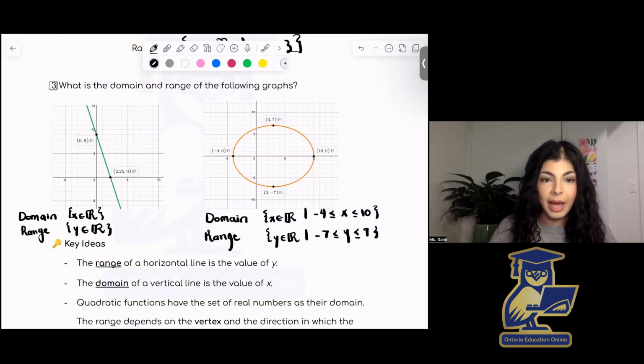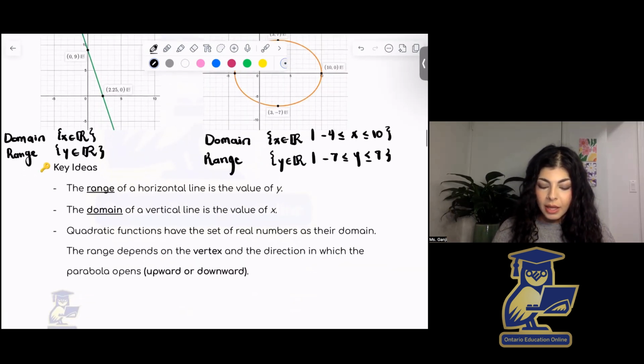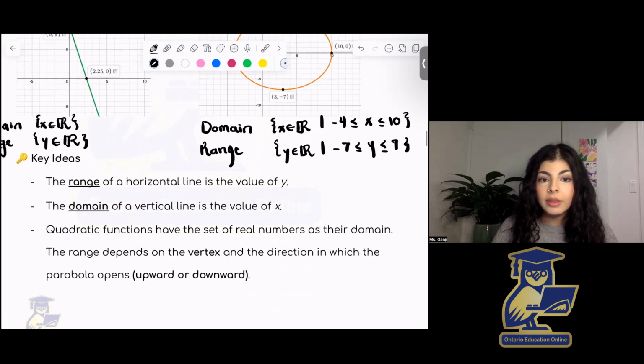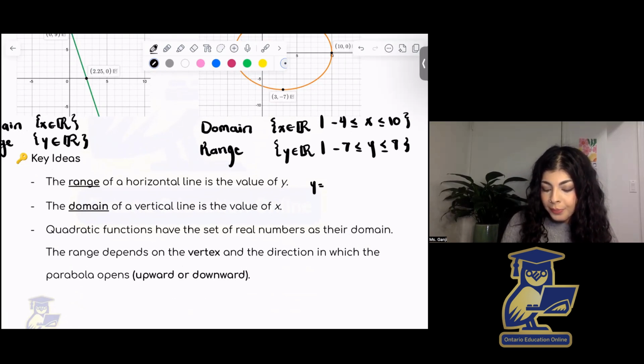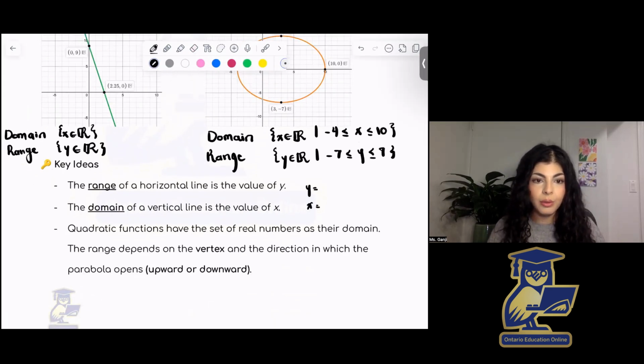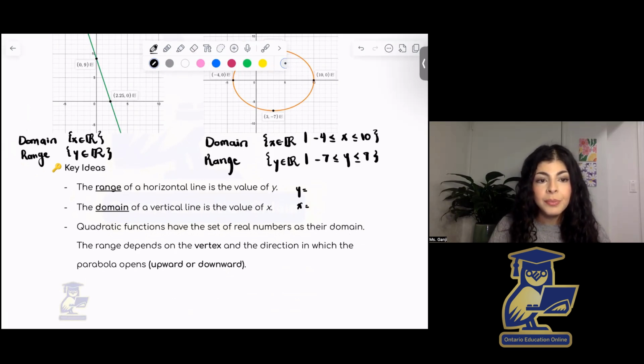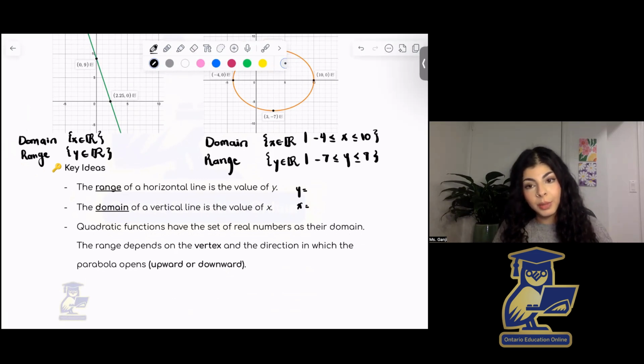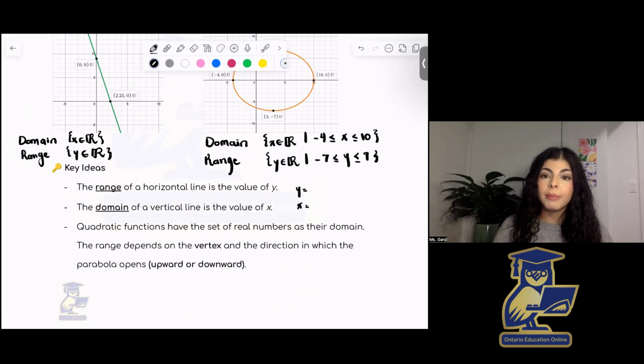And there we have it for that one as well. So just some key ideas. In a horizontal line, the range is just the value of y, so you're going to have y equals. And same with a vertical line, we have our domain as x equal to something, which would be the value of the straight line. For quadratic functions, we do have the set of real numbers as the domain, but the range does depend on the vertex. So first check where your vertex is, whether it's a minimum or maximum, and that will help you determine the range.